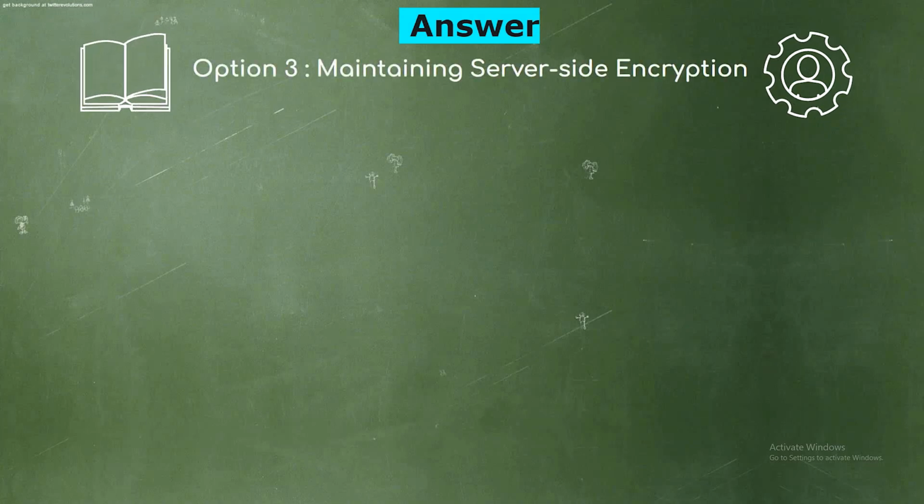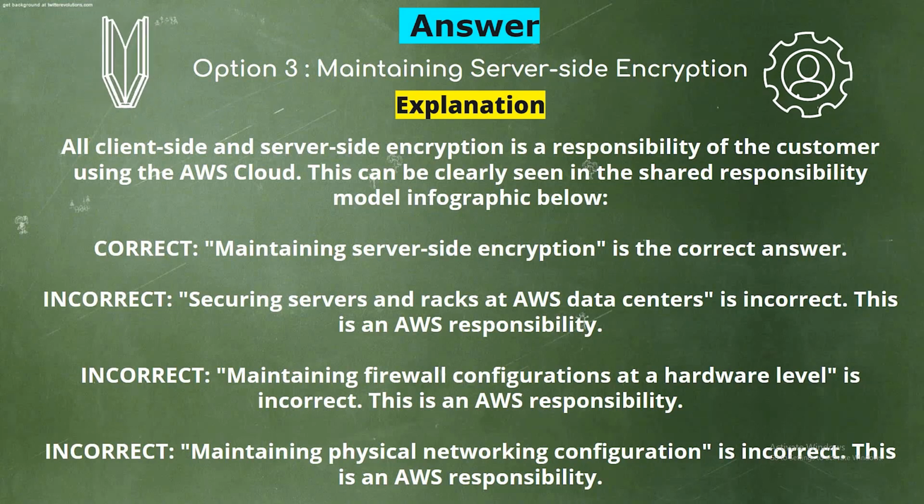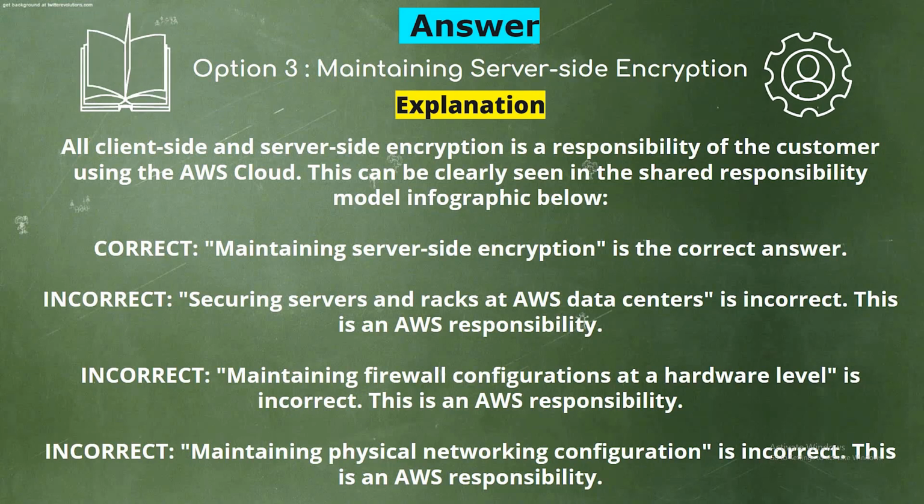Maintaining server-side encryption. Explanation. All client-side and server-side encryption is a responsibility of the customer using the AWS cloud. This can be clearly seen in the shared responsibility model infographic below. Correct. Maintaining server-side encryption is the correct answer. Incorrect. Securing servers and racks at AWS data centers is incorrect. This is an AWS responsibility.